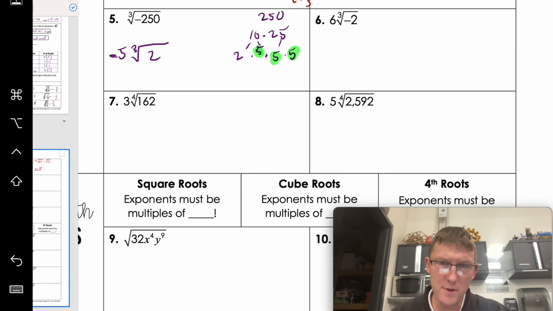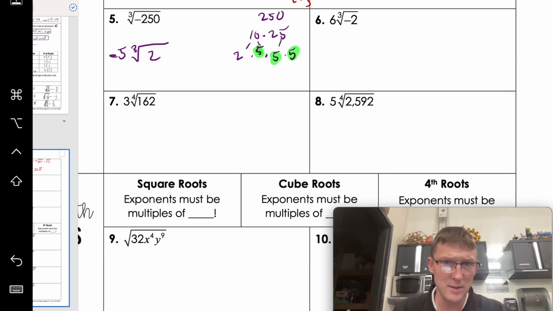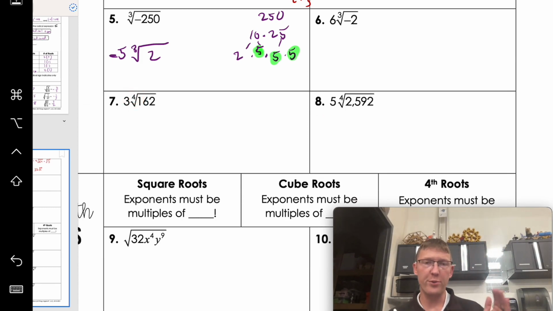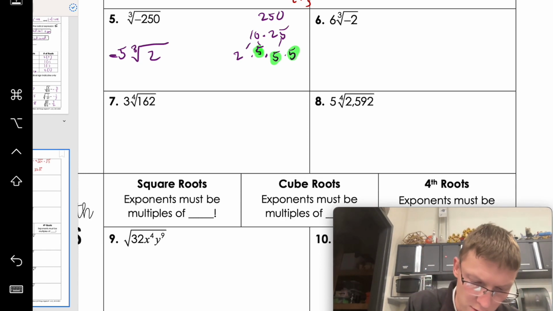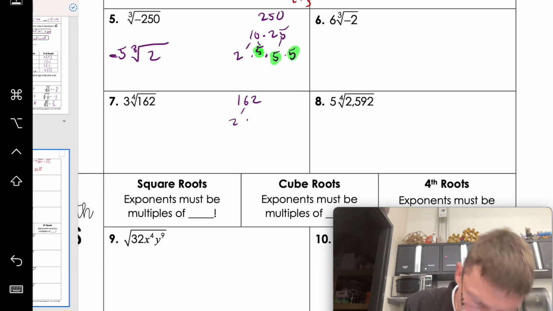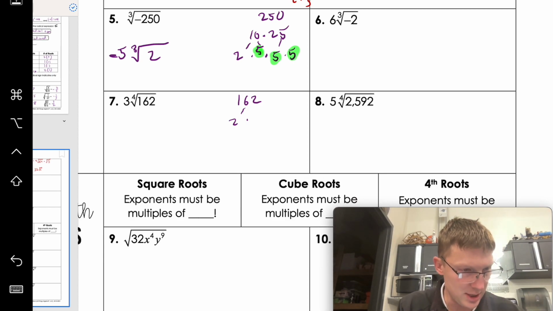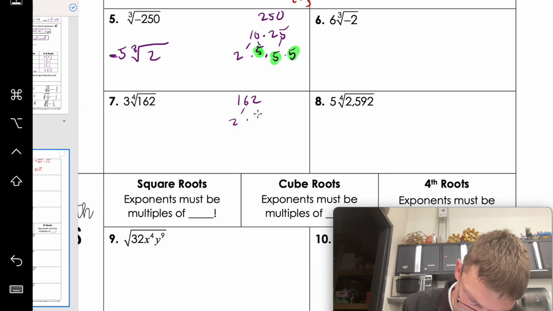Looking at number 7, hopefully you noticed that we are dealing with a fourth root, and so hopefully you've picked up on the pattern that since we're dealing with a fourth root, and yes, I'm going to do a factor tree, you need 4 of the same numbers in order to pull something out of the radical sign in order to simplify it. So here we go. I'm looking at 162. 2 is, of course, my favorite number in the world. 162 divided by 2 is 81.